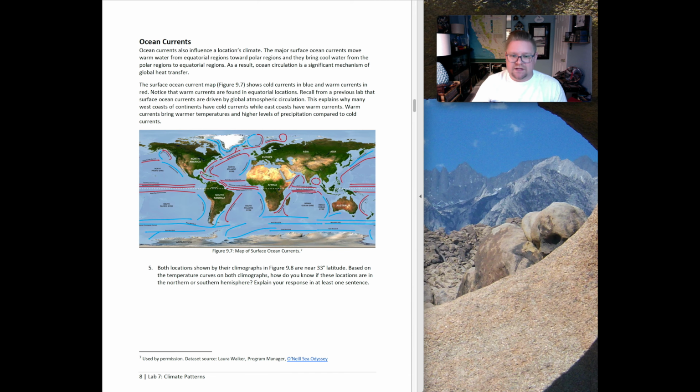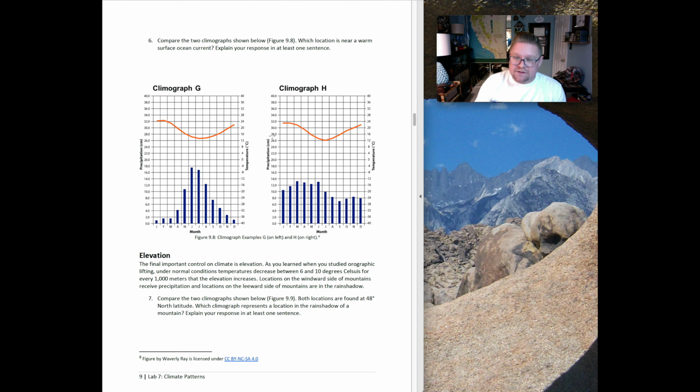So question 5 says, okay, let's look at a climate graph. Both locations are at 33 degrees latitude. Based on the temperature curves of both graphs, how do you know if these locations are in the northern or the southern hemisphere? So using this information and looking at these climate graphs, which one do you think would be in the northern versus the southern hemisphere? Something that's very helpful when understanding that is, think about this. A majority, nearly 70% of all the landmass of our planet is found within one particular hemisphere. That might be helpful for you when trying to solve that question.